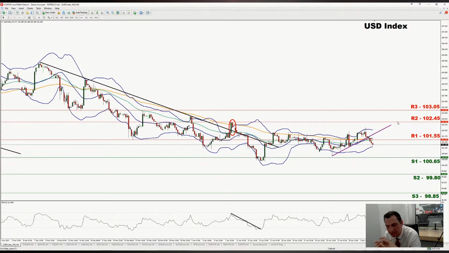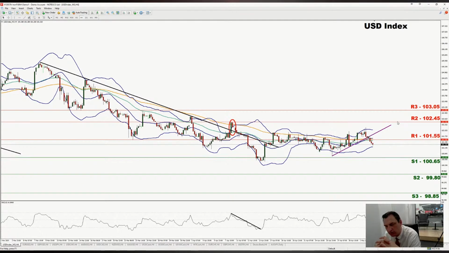Now, should the bank actually deliver the 25 basis points rate hike, that should provide some support for the US dollar as such, given that we have around 13-14% of the market expecting the bank to remain on hold. But I think that most of the attention on a fundamental level is going to be turning towards the accompanying statement and especially the forward guidance of the bank.